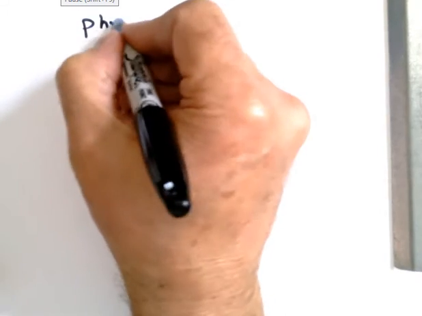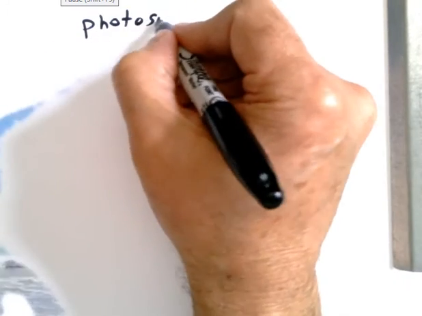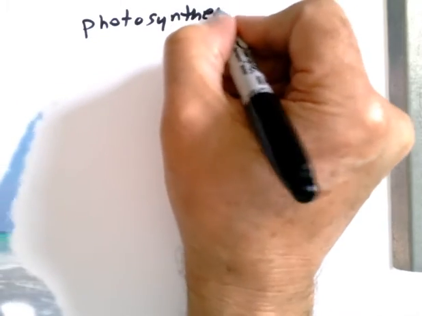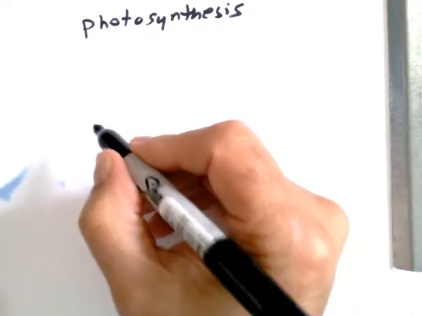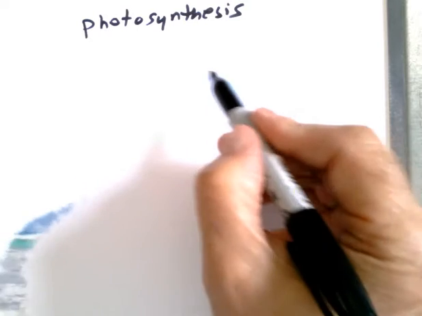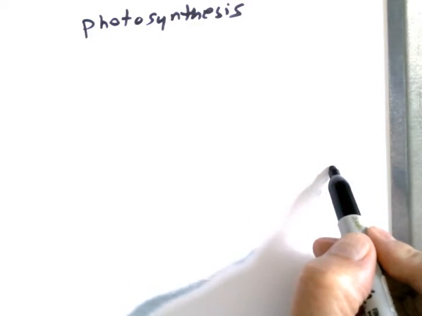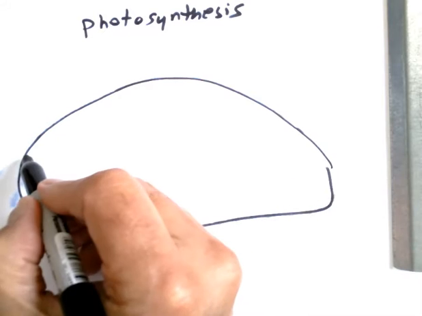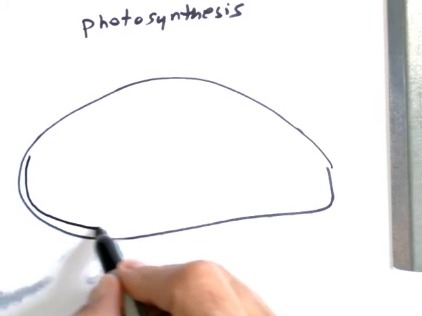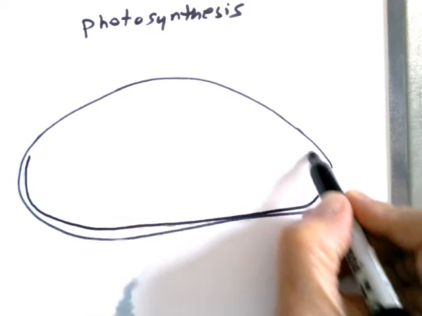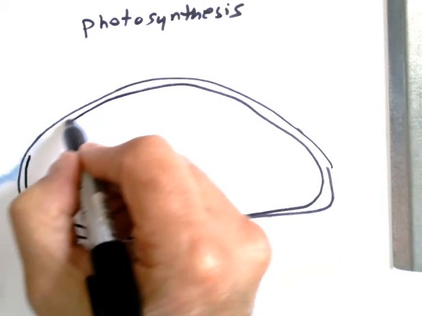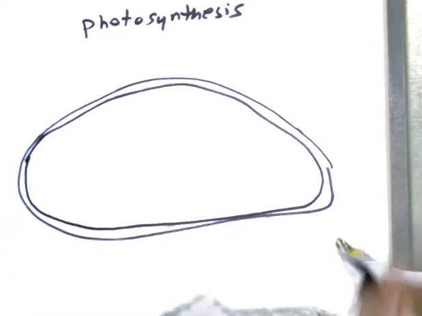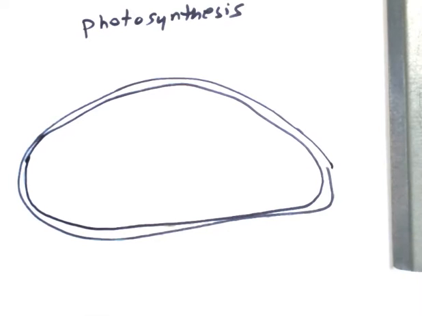Let's draw photosynthesis together. First thing I want to do is draw kind of a hamburger bun. And I want to do a double layer around it to show that the chloroplast has a double membrane like a mitochondrion.